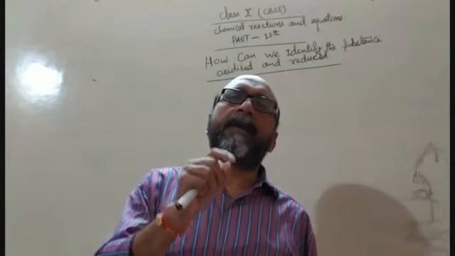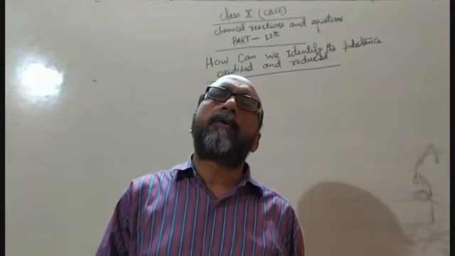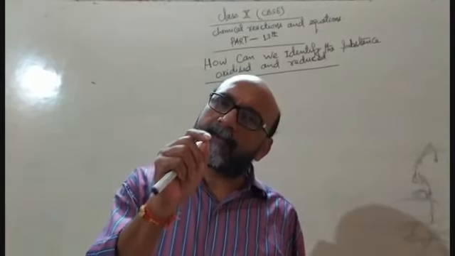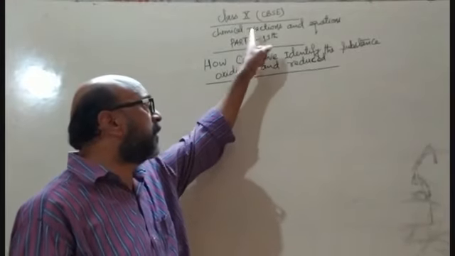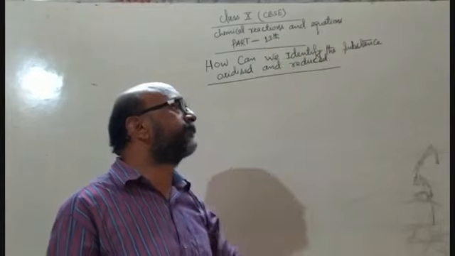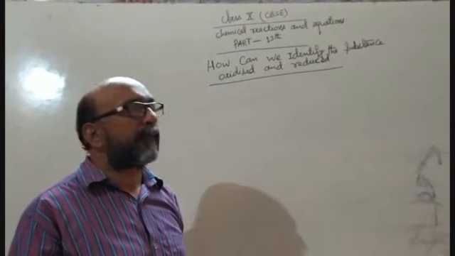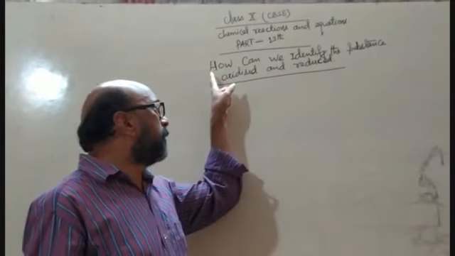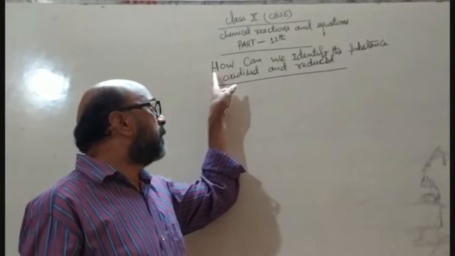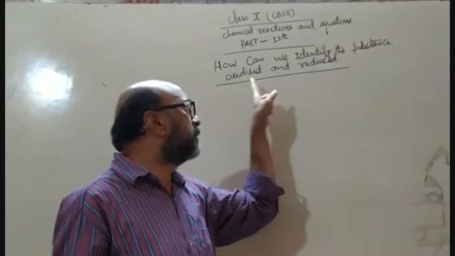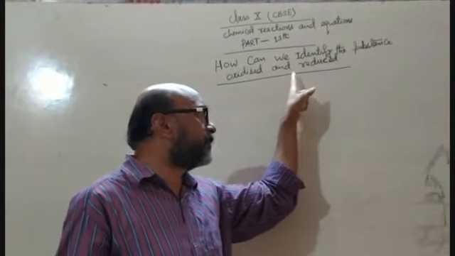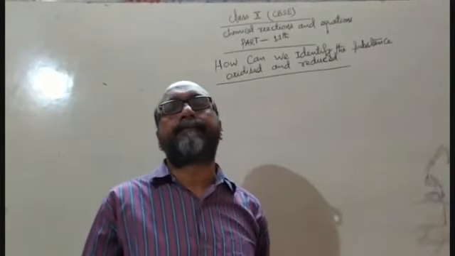Today I have made a video for the students of class 10th under the first chapter, chemical reactions and equations. The topic is how can we identify the substance oxidized and reduced.